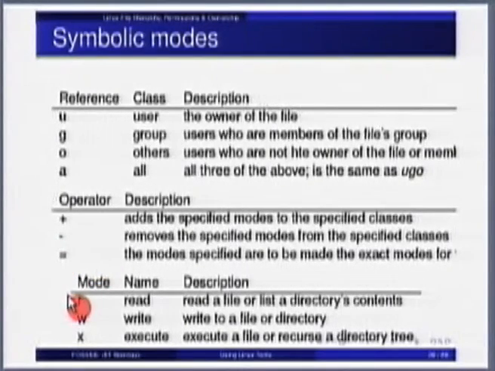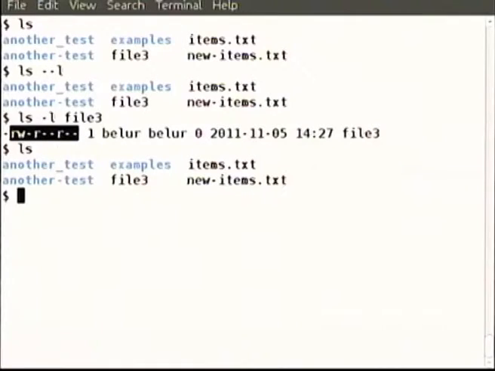Then you have to finally specify whether this addition or denial of these permissions is for read, write or execute. Yeah, these are the three pieces of information we have to give. So let's go back to this terminal. Let us see in detail the permissions for file 3.